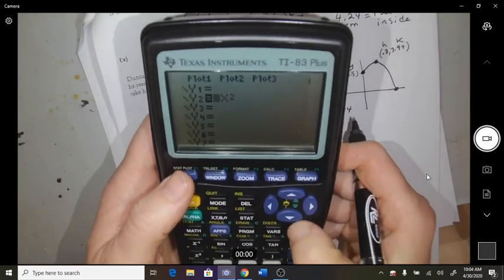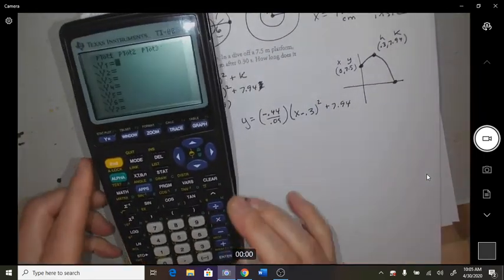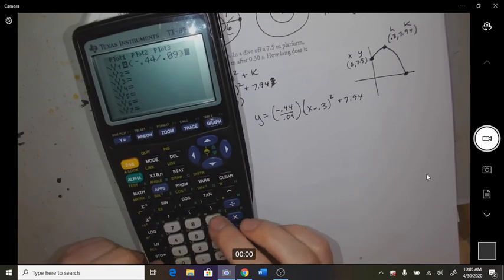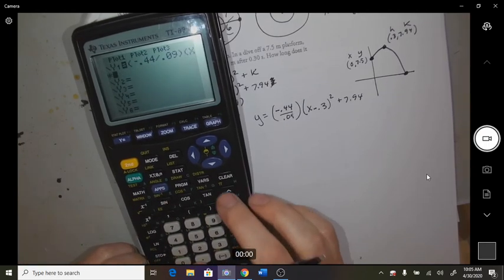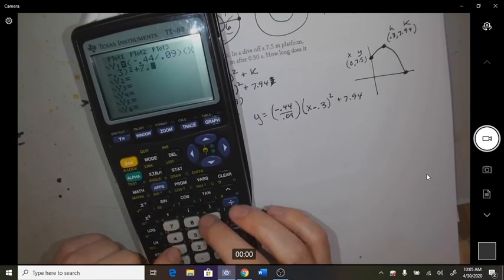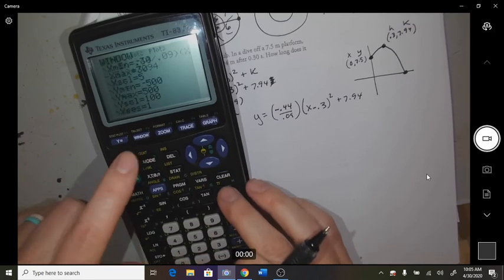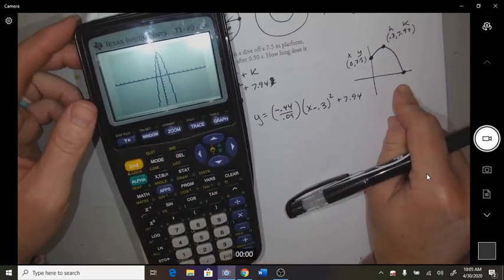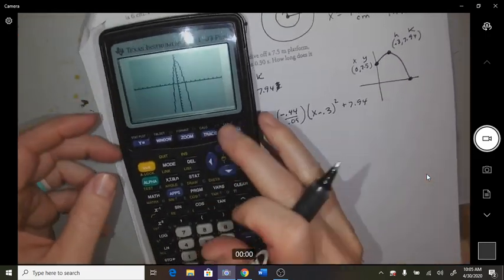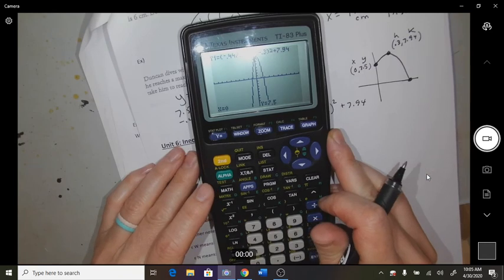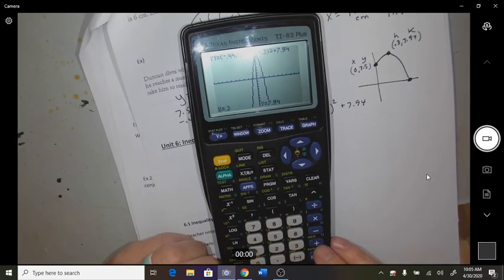So y equals, and let's type that in. So I need some brackets around that number. X minus 0.3 squared plus 7.94. Okay, I'm going to go with zoom 6 because I know I'm only going as high as that. Okay, so trace, let's just check this out. 0, yeah, 7.5. At 0.3 seconds, we're at 7.94.